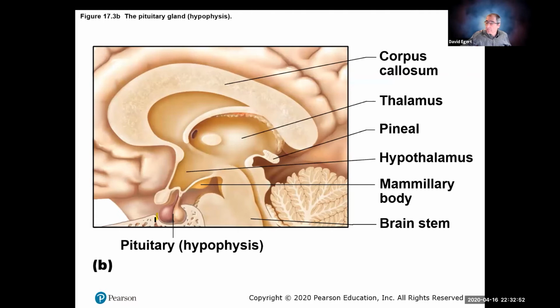This is showing the pituitary sitting in the sella turcica, and also showing it hanging off the bottom of the hypothalamus.